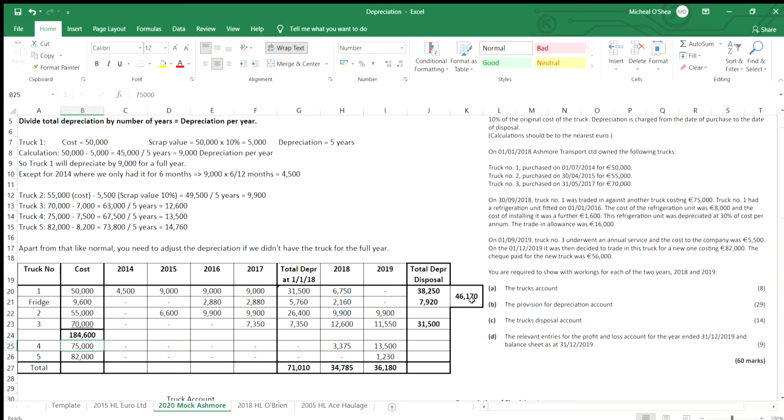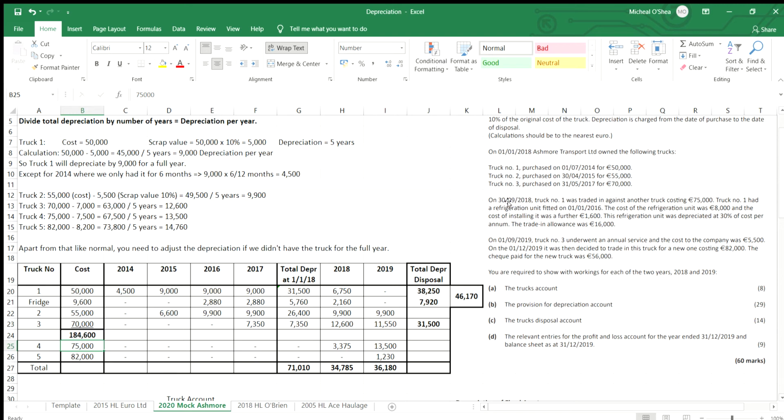Once I add those both up for each vehicle, they're the totals, and because they come together, I've just simply added them together. For 2018, vehicle number 2, nothing happened to it throughout the year, so I take its normal depreciation, 9,900. Vehicle number 3, nothing happened to it in 2018, so I take its normal depreciation of 12,600. And vehicle number 4 we just purchased.